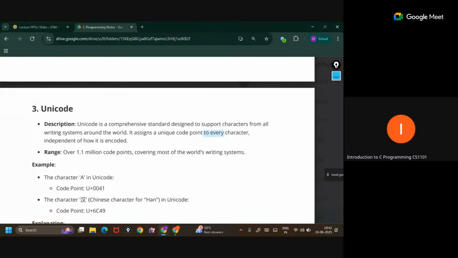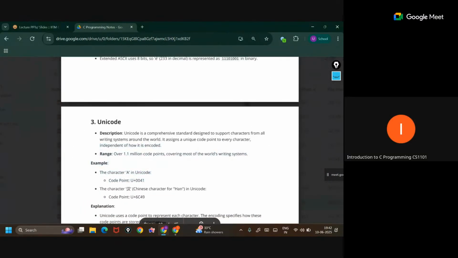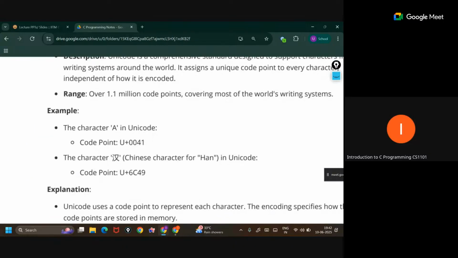Next is Unicode. Unicode in the sense of it supports all the writing systems across the world. Let's say they have some Chinese characters. For that also we have code points. So that is what Unicode is.